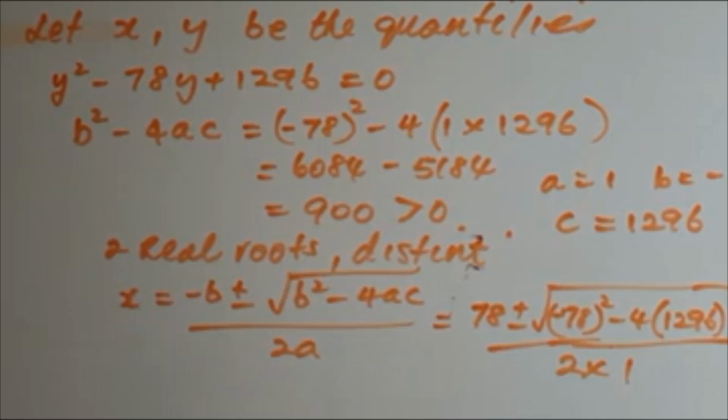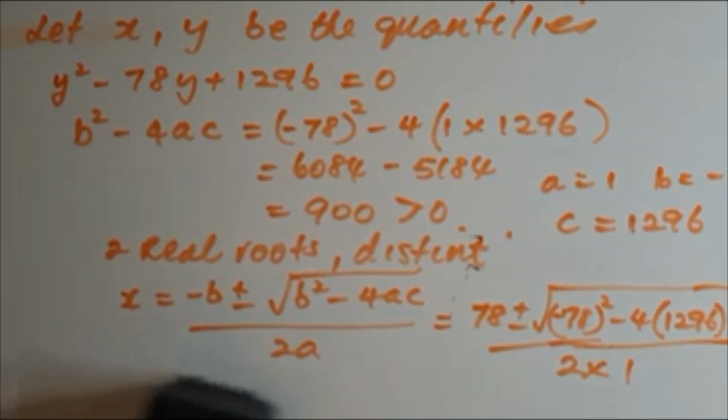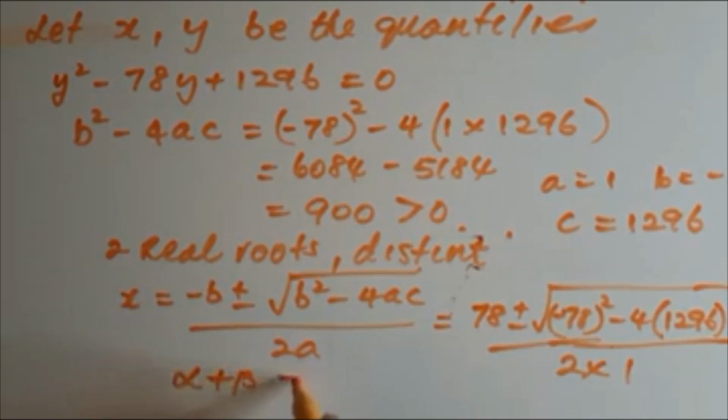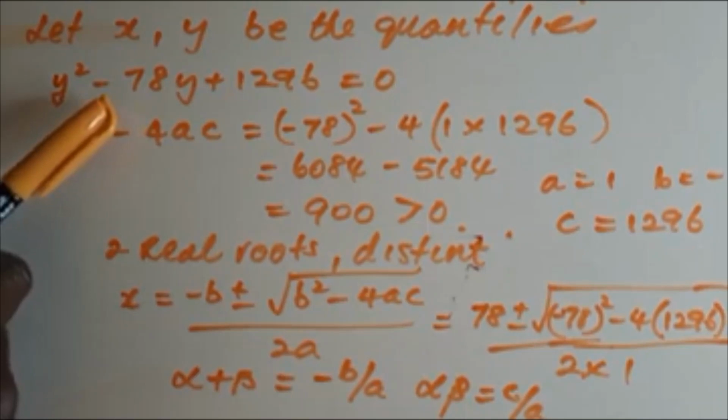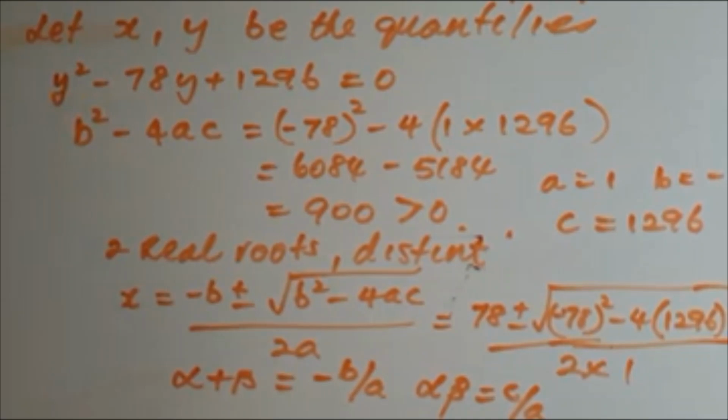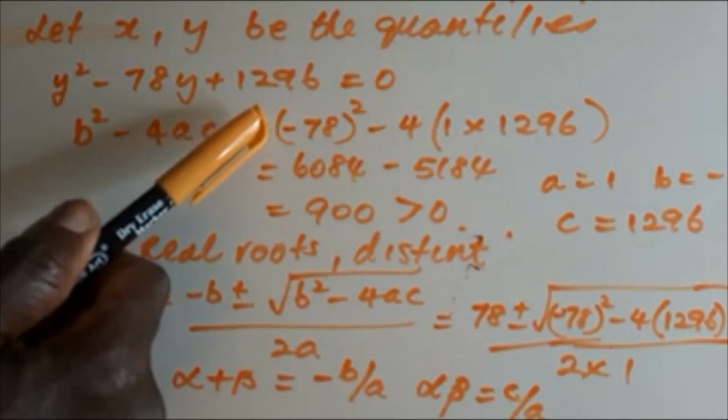But the main idea here is we used substitution to arrive at this quadratic equation. And if you have been following my past videos, you'd also recognize that what this problem is actually asking you to find is the sum of the roots. We call the roots alpha and beta, which is equal to minus b over a, and the product of the two roots, alpha beta, which is equal to c over a. Minus b over a would be minus minus 78 over a, which is 78, and alpha beta, which is c over a, is 1296 over 1.